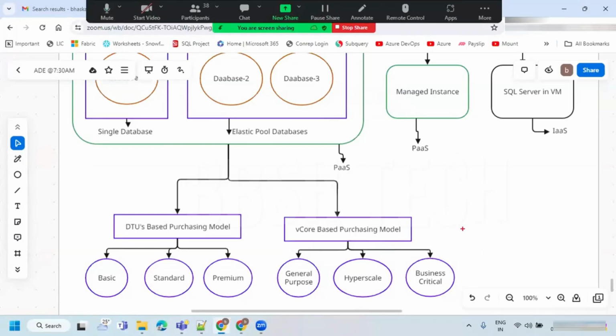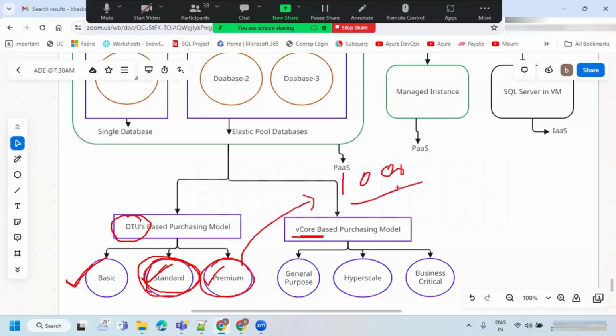So in real time, we are not using the vCore in my project because vCore is a little more costly when you compare with the DTUs. The DTUs also depend on your requirement. You can go for the basic, the standard, or the premium. Any one of them you can go for. In my project, we are using the standard for development as well as QA. And for production, we are using the premium. Premium 1000 DTUs we are using.